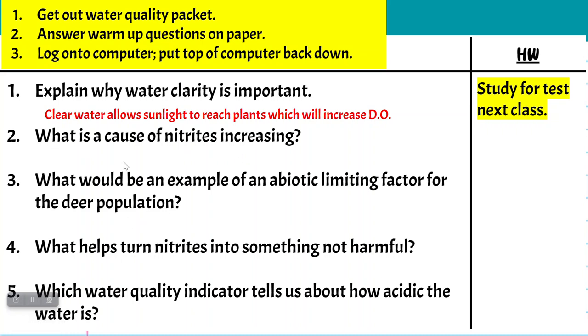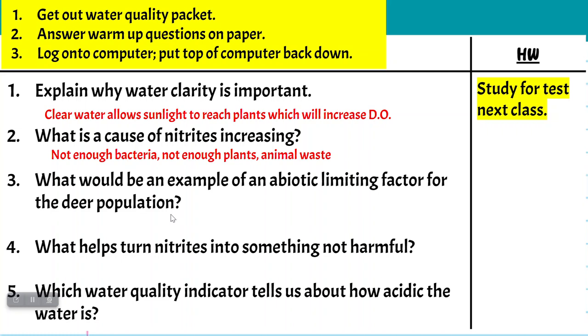When we want to think about causes of nitrites increasing, typically we'll have increased nitrite levels if we have more animal waste or if we don't have enough of our good bacteria to help combat the nitrites or change those nitrites into a better form of nitrogen. Also, if we don't have enough plants, we might have high levels of nitrites.